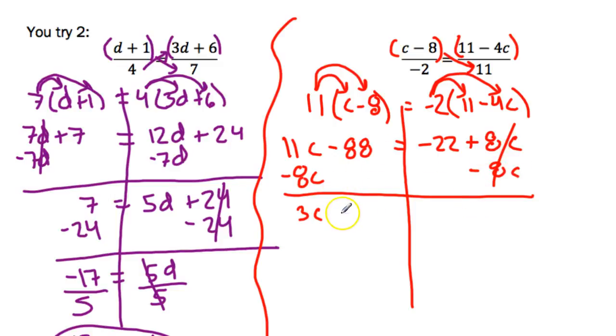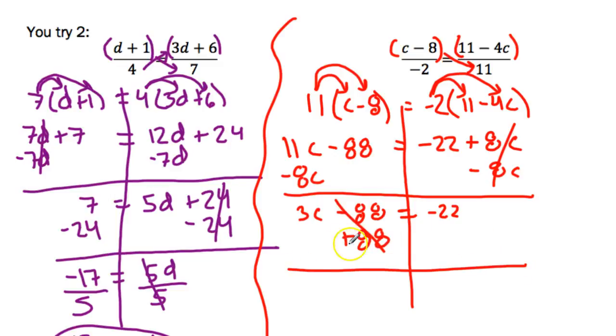I like positive numbers. Alright, so I'll copy this 88, and that equals, what's left over here is negative 22. Okay, cool. So now, what do I have to do? I need to do plus 88, because that cancels the negative 88. If I do it on this side, I need to do it on this side.